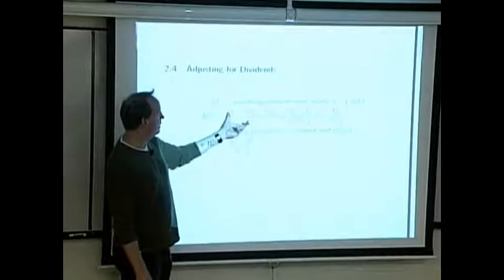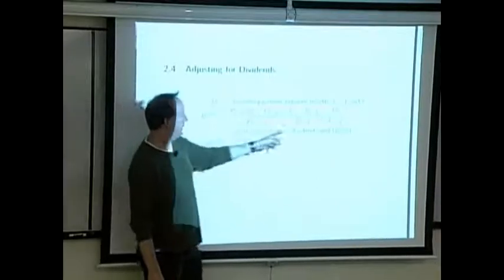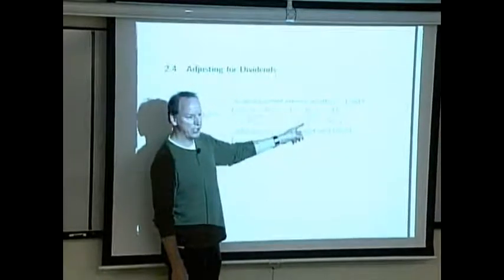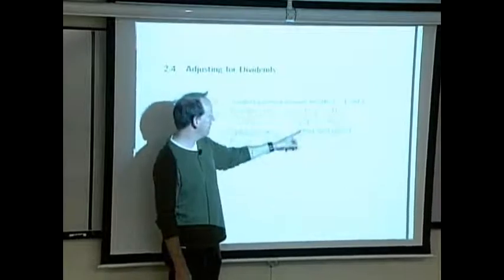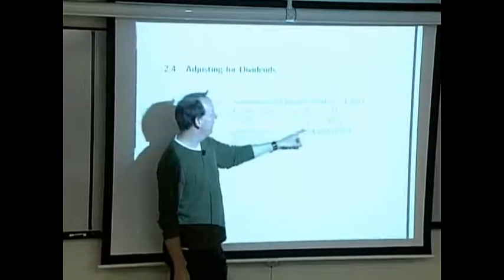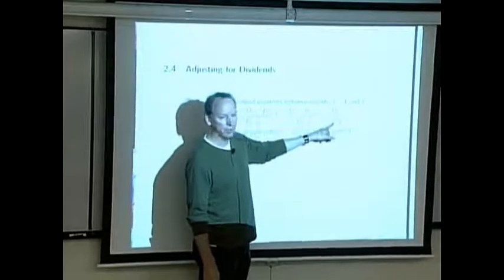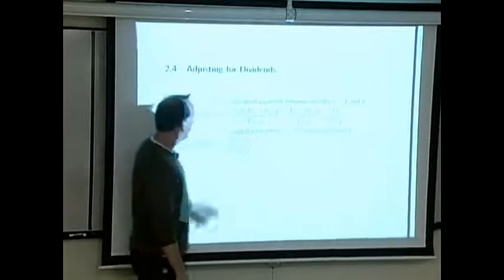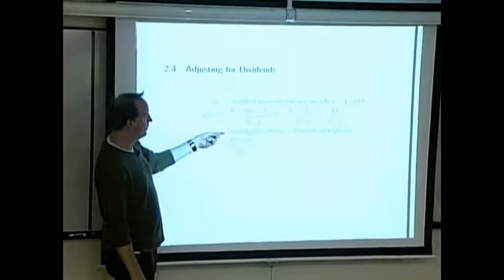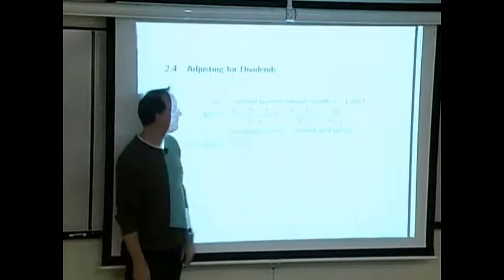Now we can break this total return into the pure percentage change in price without the dividend. This is called the capital gain. And then we have the dividend payment divided by your initial price. This is called the dividend yield. So your total return is capital gain return plus dividend yield.